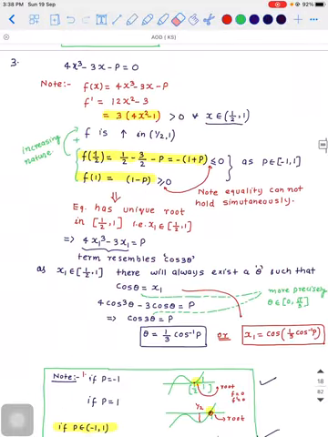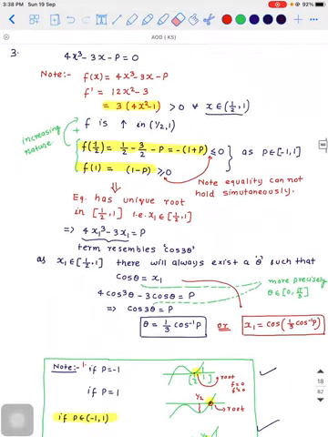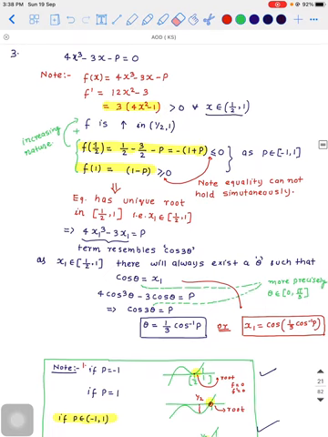So what I did, now the function is very obvious, f(x) equals 4x cube minus 3x minus p, and we have to show this equation, or you can say that this function, is 0 only at once between half and 1. So if you get the derivative of this function, this will be 12x square minus 3, and 3 times 4x square minus 1.